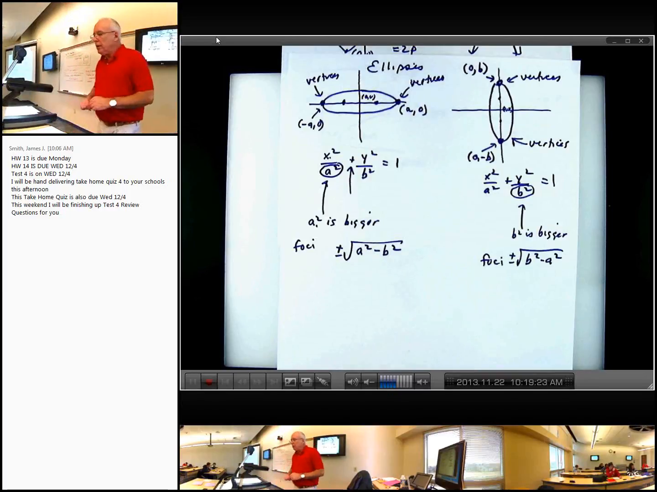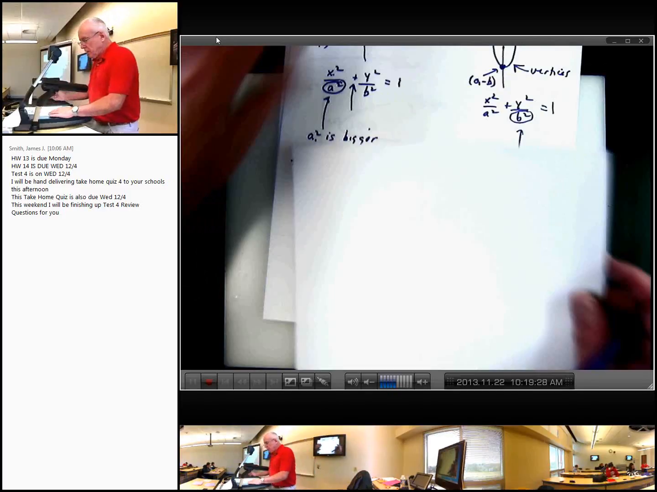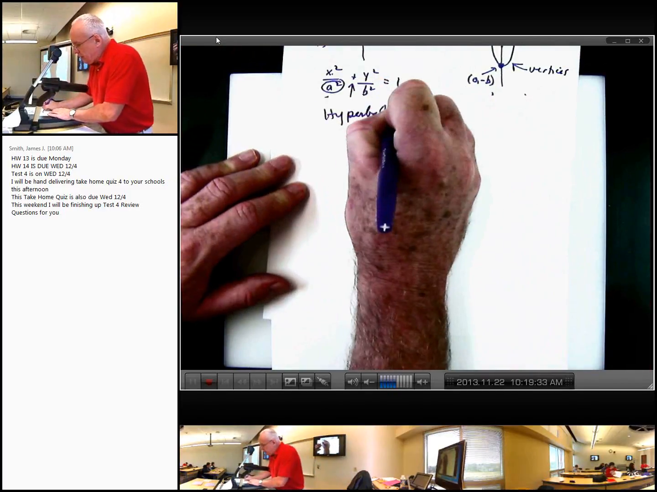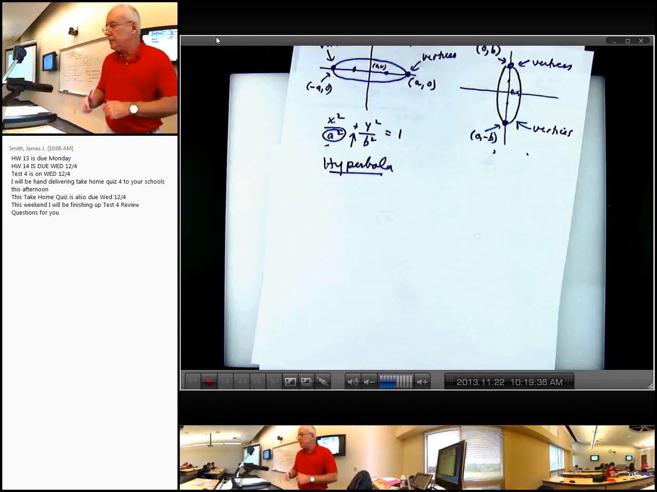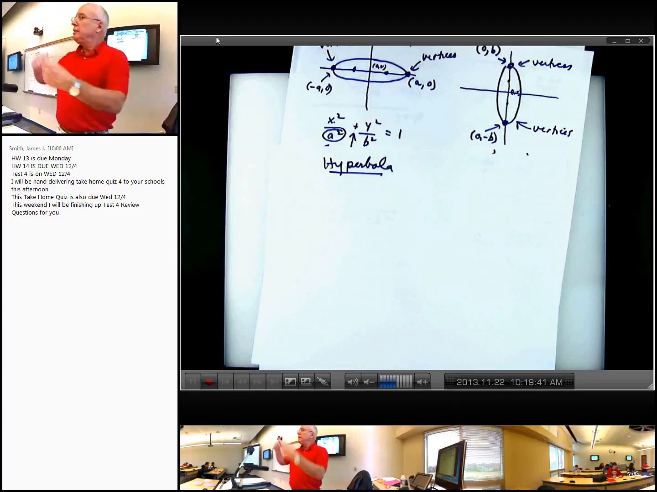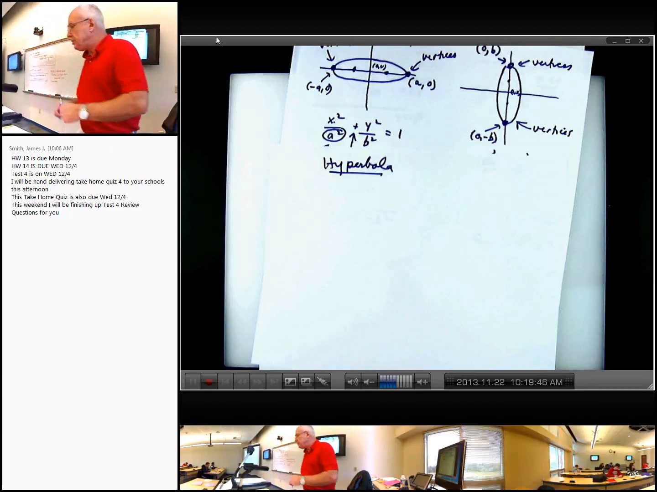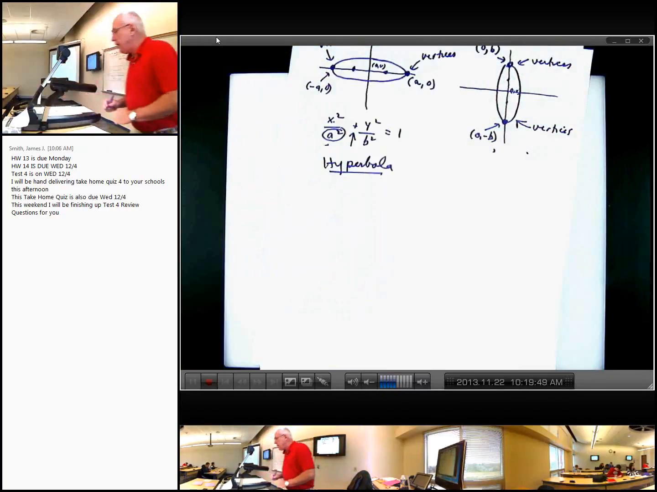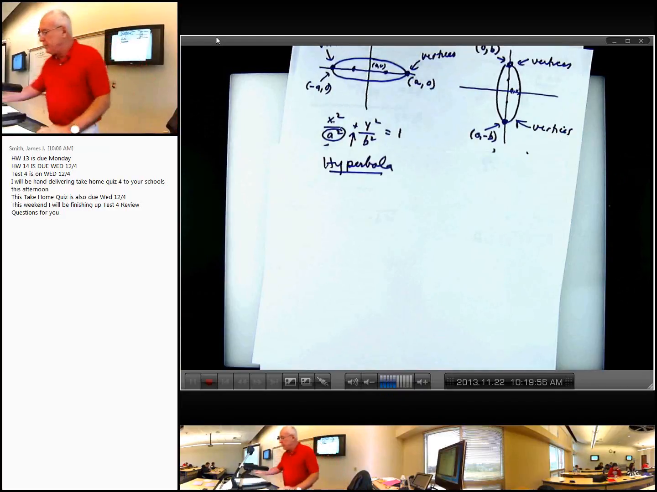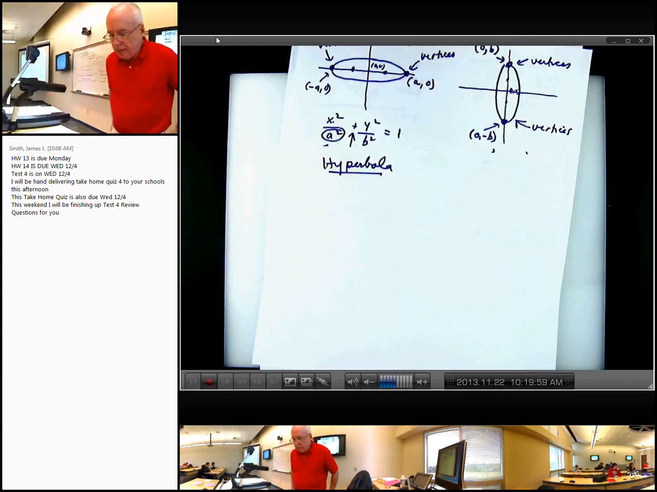All right, what we want to look at next then is the hyperbola. That's the third conic section, and it has a lot of similarities to the ellipse. This is where, if we look at the distances from a point on the hyperbola to the 2 foci and take the difference of the distances, that's equal to a constant. With the ellipse, we take the sum of the distances, and that's equal to a constant.